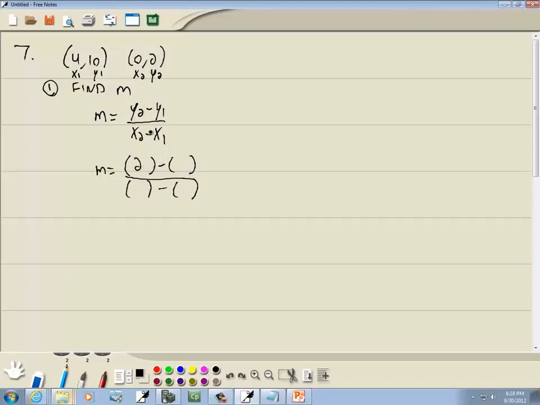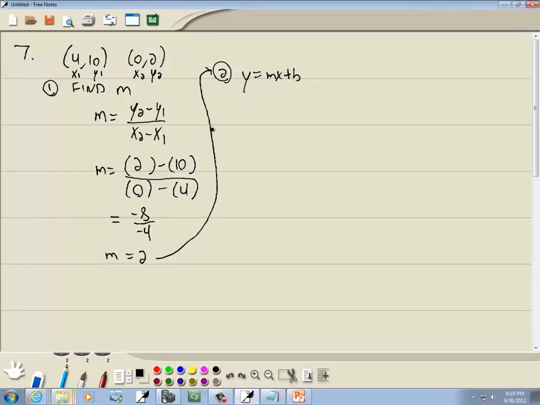y2 we said was 2, so put that in. y1 was 10, so we put that in. x2 is 0, so put that in. And x1 is 4, so put that in. Well, 2 minus 10 gives us negative 8, and 0 minus 4 gives us negative 4. And negative 8 divided by negative 4 gives us a positive 2. Now step 2 is still the same. That hasn't changed. Just step 1 has changed slightly here.